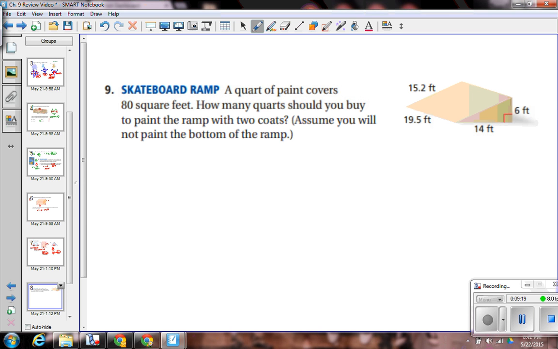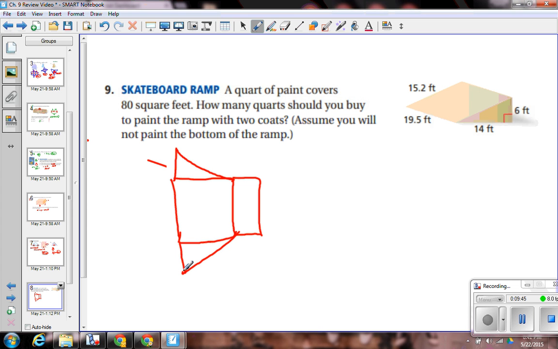All right, this is a pretty tricky question because of 2 things. We cannot coat the bottom with paint, and we need to do 2 coats. So basically, if I draw this out, here's the top of our ramp and the side, but there's no bottom. And then we do have our 2 triangles. So we're finding the surface area of this, and we're multiplying that by 2.